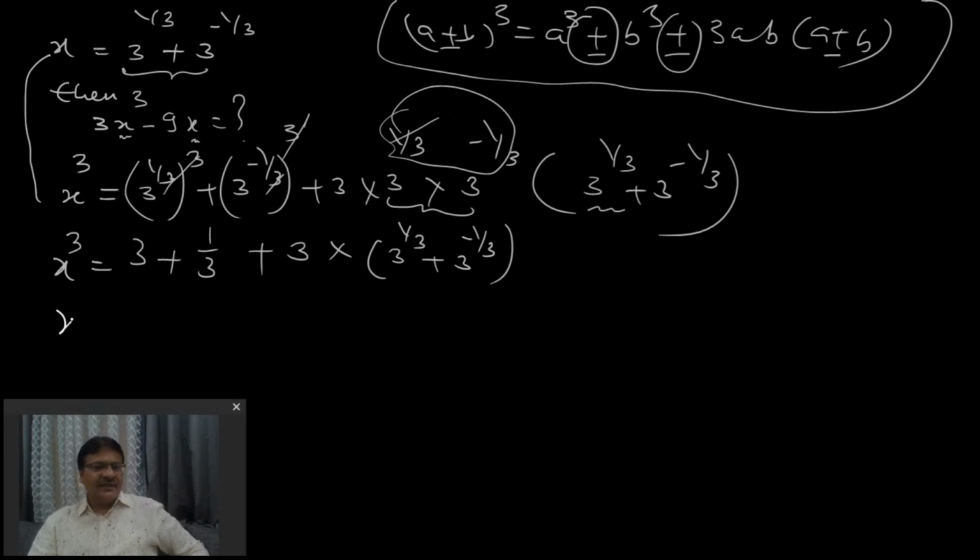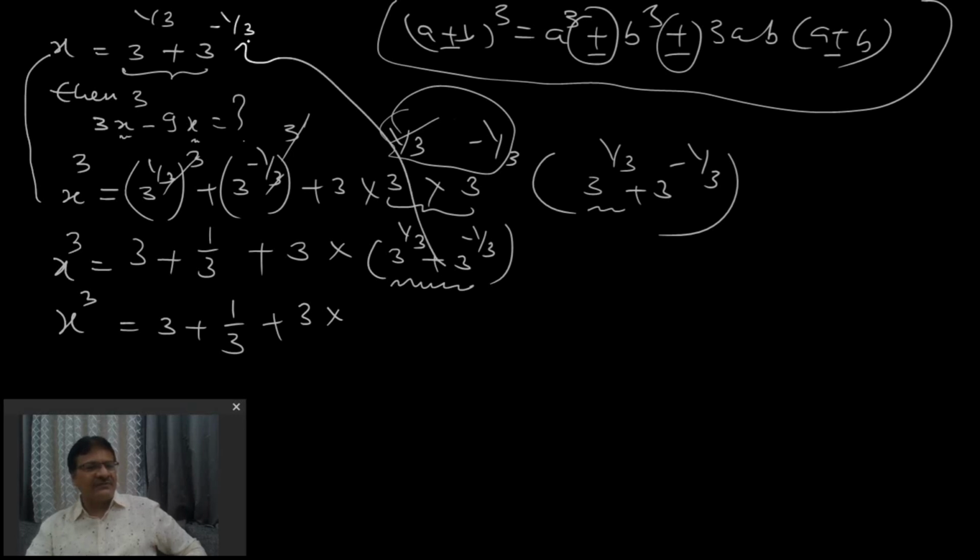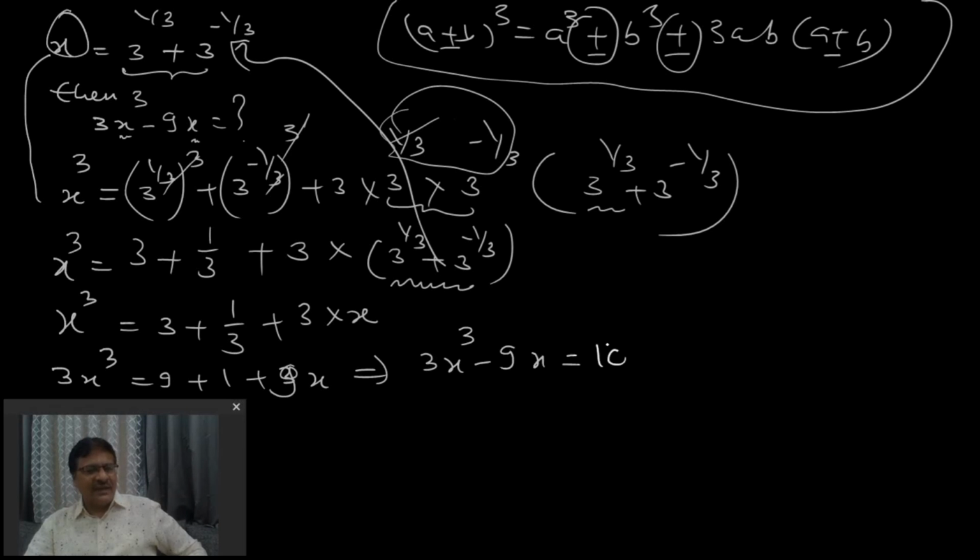Is that clear? X cube equal to 3 plus 1 by 3 plus 3 into this thing. Have you seen earlier? This is your original question, which is equal to x. So I can put here x. This is the beauty of this question. If I multiply by 3 throughout, then 3x cube equal to 9 plus 1 plus 9x. So if I take 9x this side, it implies that 3x cube minus 9x is equal to 10. That is my answer. Is that clear, guys?